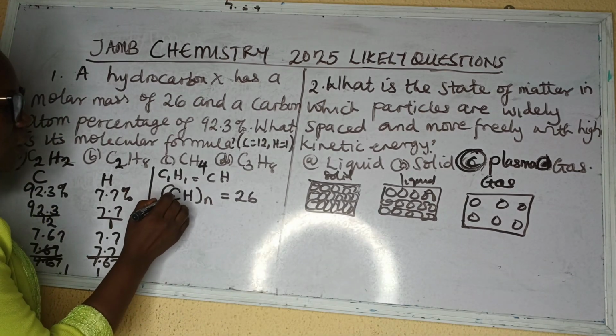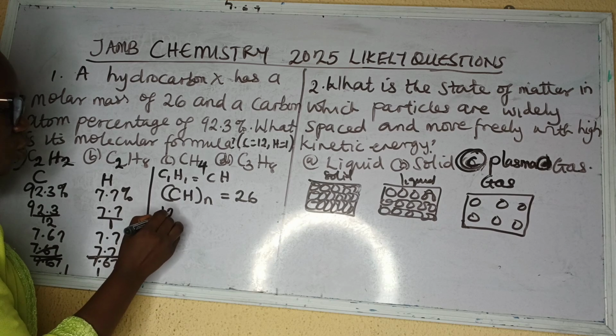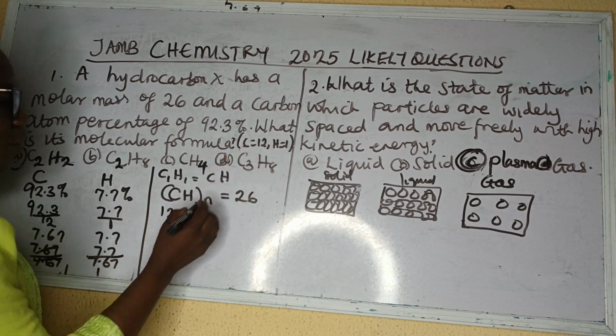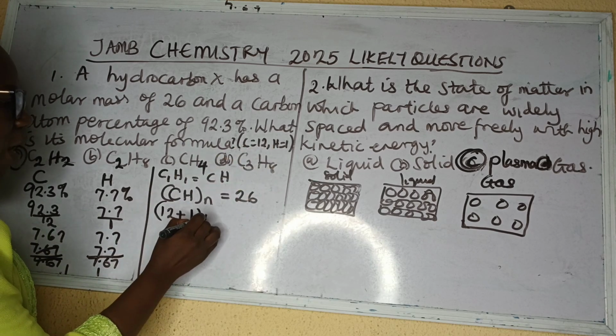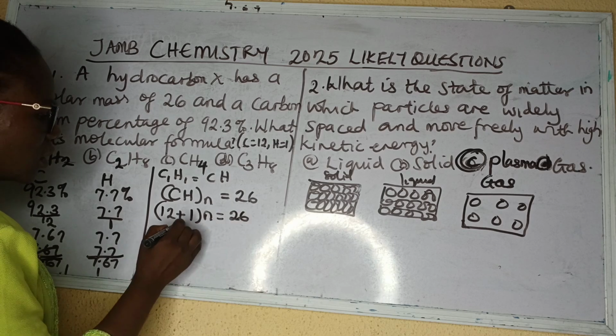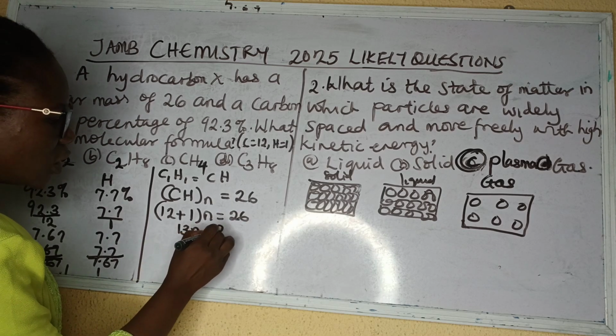So in this case, the atomic mass of carbon is 12, plus hydrogen is 1. So we have these together, with n outside, and then we have 26. So this is 13n equals 26.